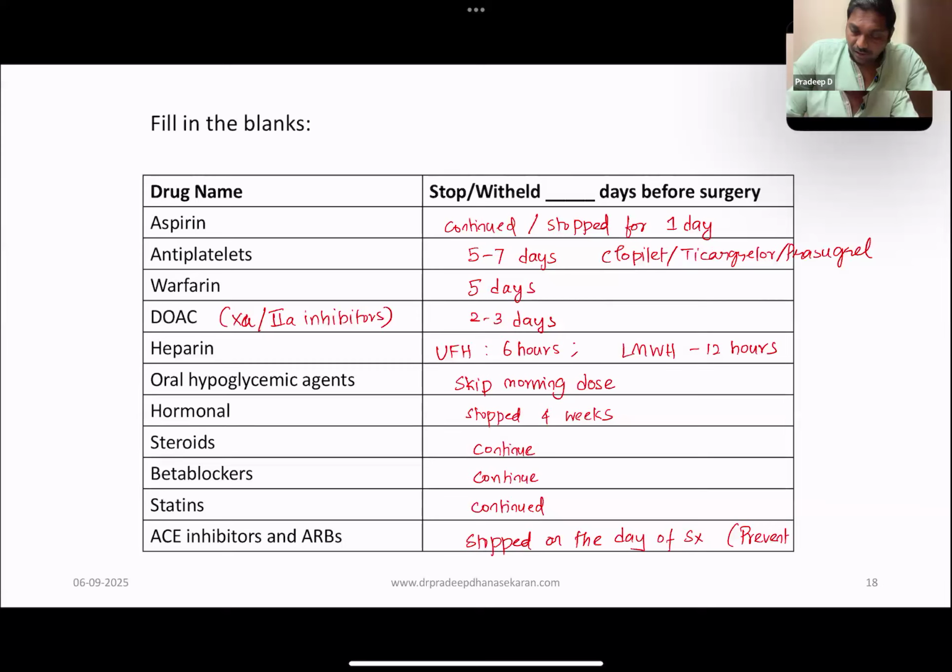To prevent renal vasoconstriction, because whenever any hypotension happens during surgery, if you have the patient on an ARB or ACE inhibitor, further renal vasoconstriction will happen. So what will happen? The patient will have an acute kidney injury precipitated by giving ACE inhibitors and ARBs. That is why you need to avoid ACE inhibitors and ARBs on the day of surgery.